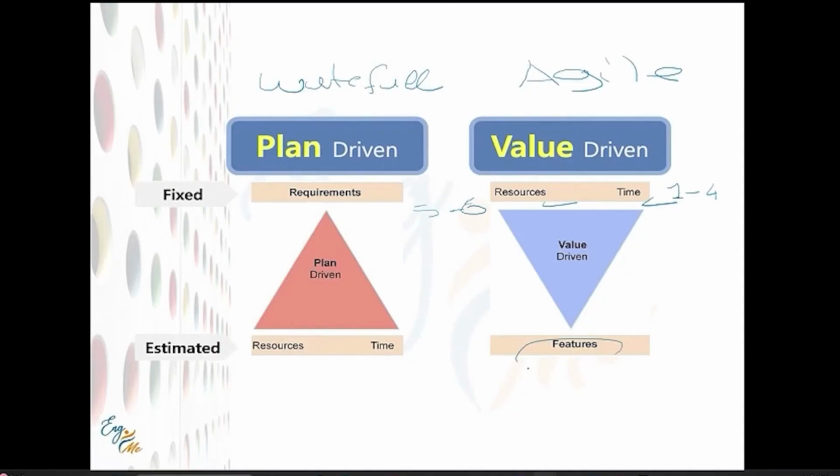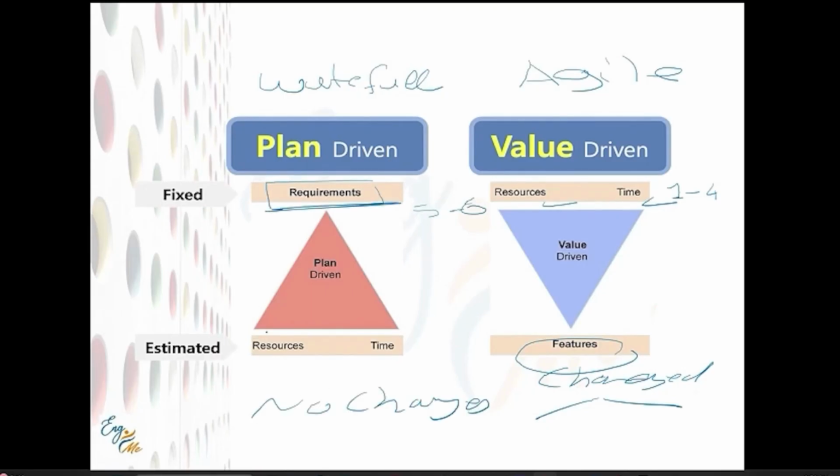Features change, requirements change. This changes before and after the sprint. In Waterfall, there are no changes. The requirements are fixed and the scope is fixed from the beginning, and resources and time might be changed based on a change request and a long process. If the CCB accepts, we can change, because it's outside the project manager's authority. This is plan driven, this is value driven.